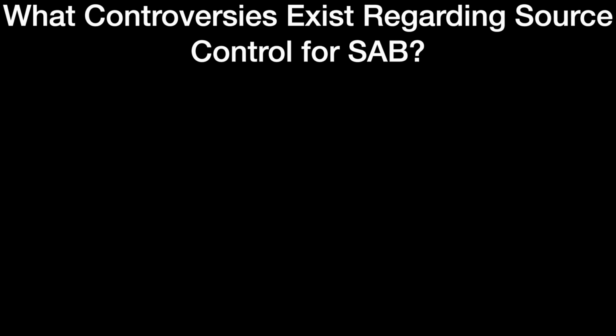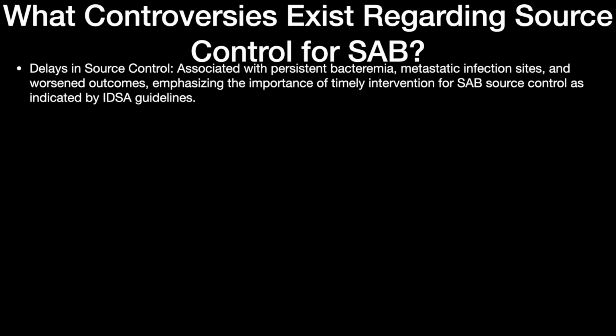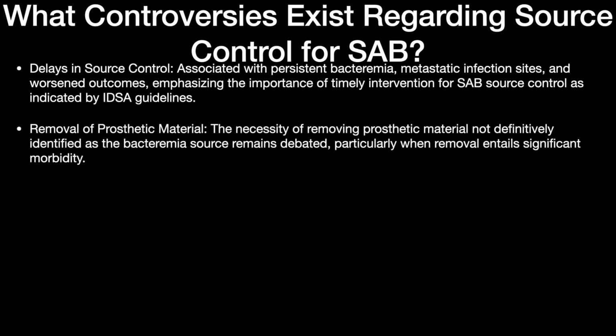What controversies exist regarding source control? Now, delaying source control is associated with worse outcomes, metastatic infections, and persistence of the bacteremia. Removal of the prosthetic material, that is, necessitating removal of material which is not definitely identified as a source of bacteremia, remains debated, particularly when the removal entails significant morbidity.